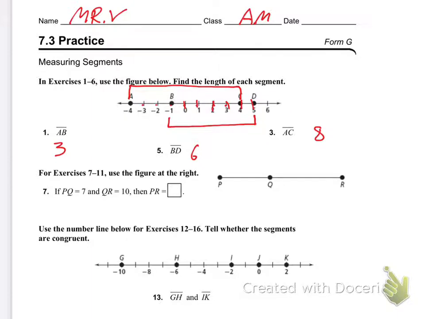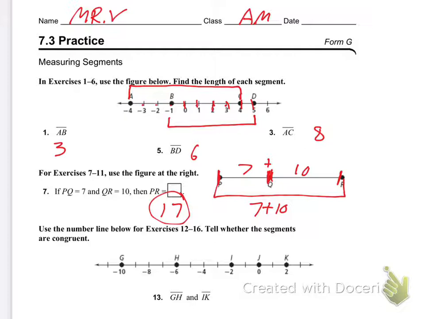Number 7, so if PQ equals 7 and then QR equals 10, we've got to find out what PR is. So you have 2 line chunks, so that one and then that one. So in order to get the whole thing, you need to add them up. So 7 plus 10 is equal to 17. This bottom one here, 13.